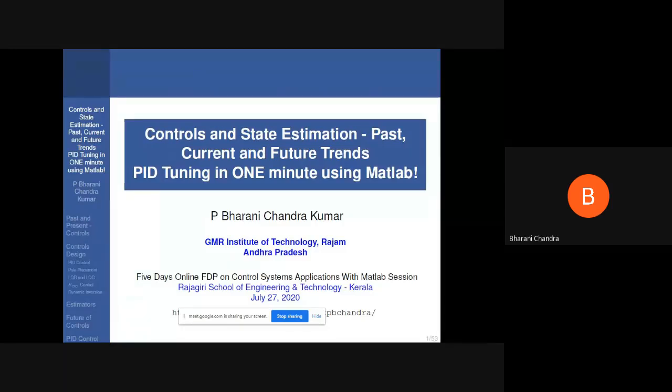Today we will be discussing control and state estimation, past, current, and future trends. As far as the hands-on session is concerned, we will be discussing PID controller tuning in 1 minute using MATLAB. Myself, P. Bharani Chandra Kumar, I am an academic at GMRIT of Technology, Rajam, Andhra Pradesh.